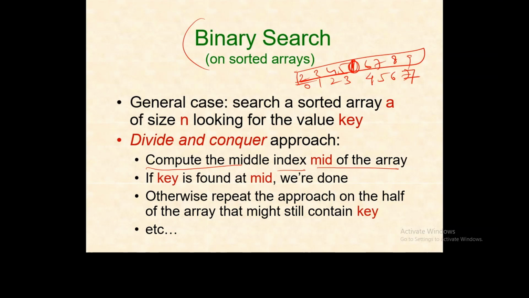So what is the benefit? The list will be divided into two parts. Suppose the number is not present at this mid location, then we need to focus either on the left half of the list or on the right half of the list. So the problem size after the first iteration will reduce to half, then again half, then again half.